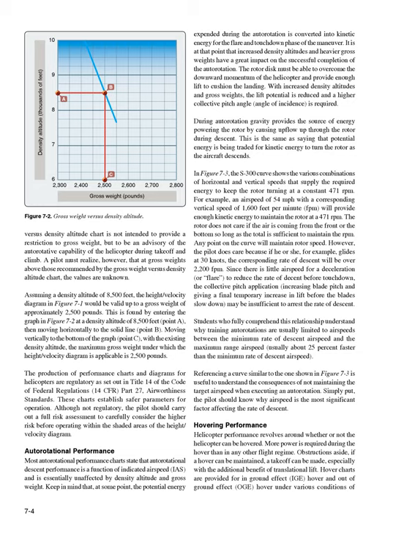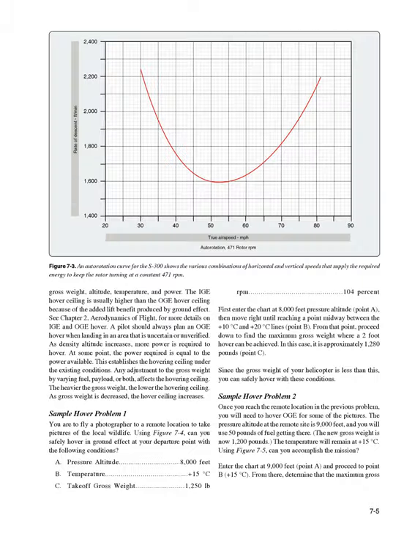Hovering performance. Helicopter performance revolves around whether or not the helicopter can be hovered. More power is required during the hover than in any other flight regime. Obstructions aside, if a hover can be maintained, a takeoff can be made, especially with the additional benefit of translational lift. Hover charts are provided for in-ground effect, IGE, hover and out-of-ground effect, OGE, hover under various conditions of gross weight, altitude, temperature, and power.